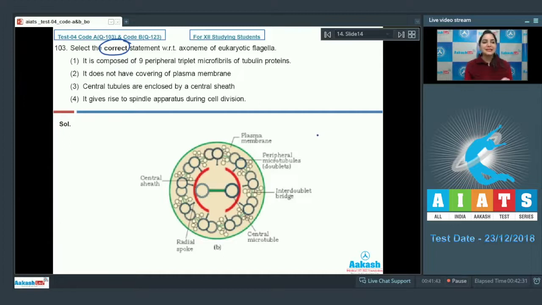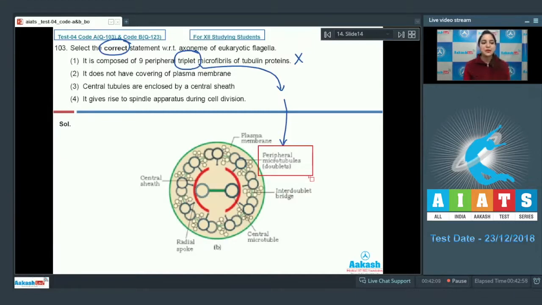Students, let's see the first option. It says that it is composed of 9 peripheral triplet microfibrils of tubulin proteins. This statement is incorrect, students, because here it is written triplet, but what we see here is peripheral microtubule doublets. Please notice this in the image itself. So we have doublets here.